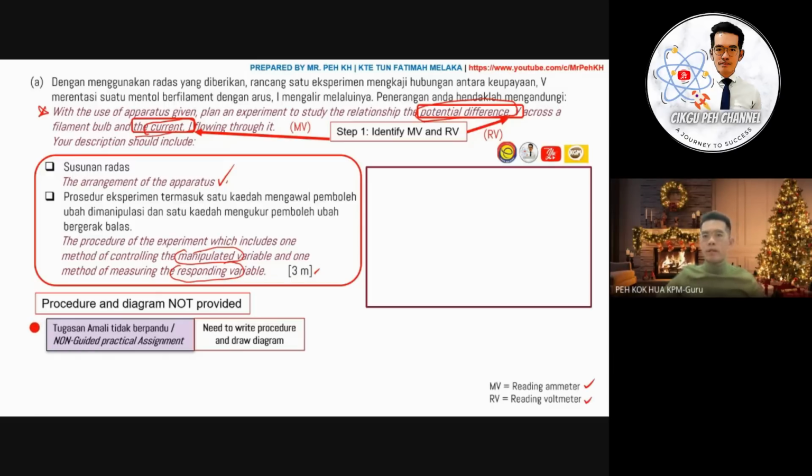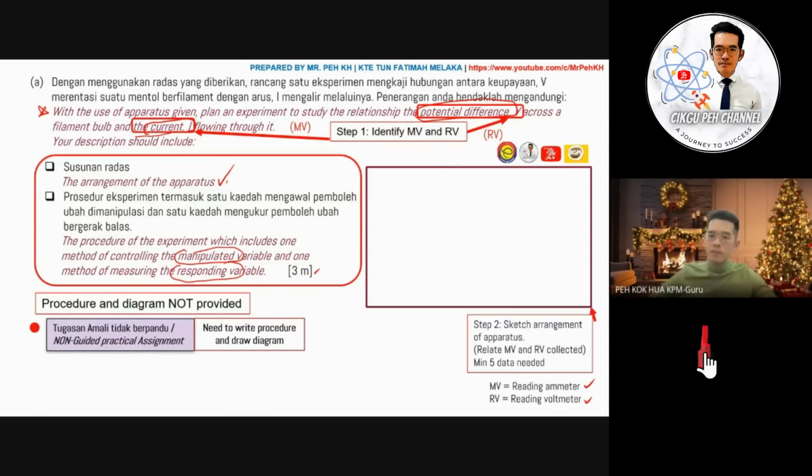Okay, so for hypothesis experiments, where you actually go through so many compulsory experiments, you should know already, you need to get a minimum of 5 MV, and then the RV also. After we identify the MV, you need to know what is the range you have to do in your experiment. So here step 2 is sketch the arrangement of apparatus which will relate to the MV and RV collected. So minimum 5 data needed, as I mentioned already.